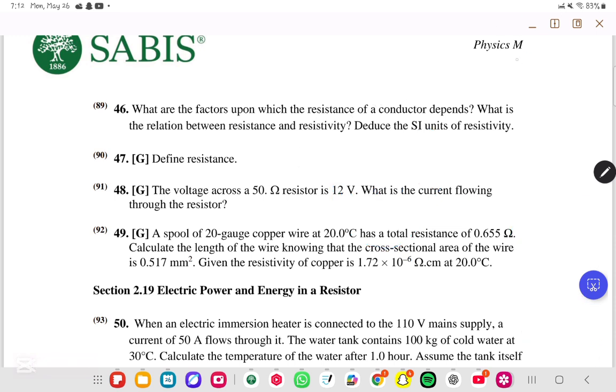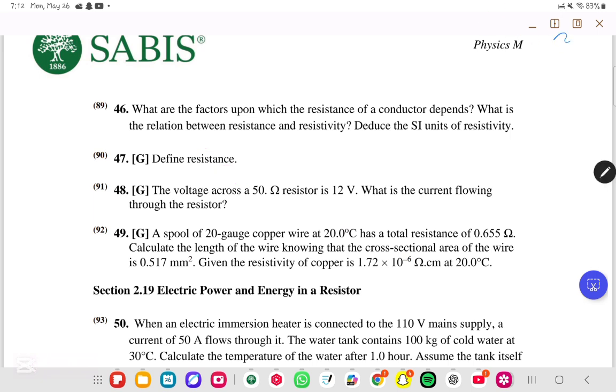We move on to 47. It says define the resistance. How do you define resistance? Very simply, resistance is the ratio of the potential difference, or the voltage, to the current I. In long form, it's the ratio of potential difference across a conductor to the current through it. And this is the resistance. So how I would like to say it is the ratio of the potential difference to the current. You can say the ratio of potential difference across a conductor to the current through it. Okay, that is it for 47.